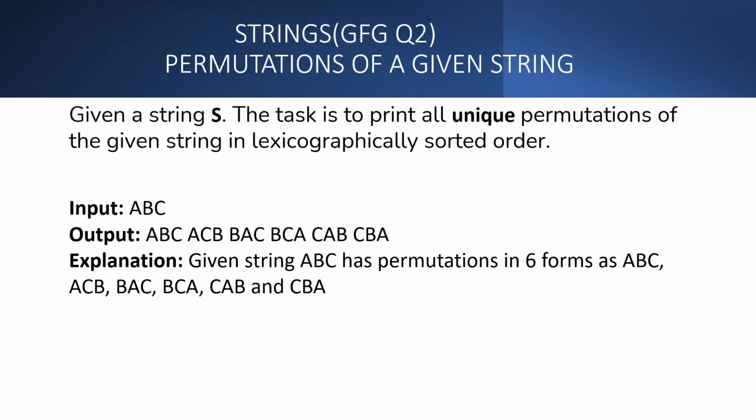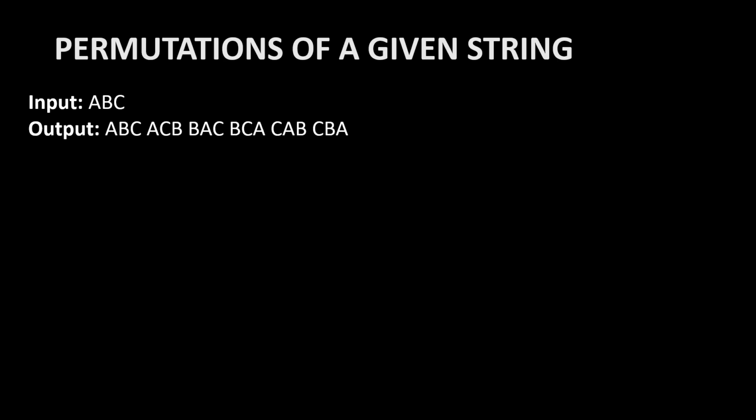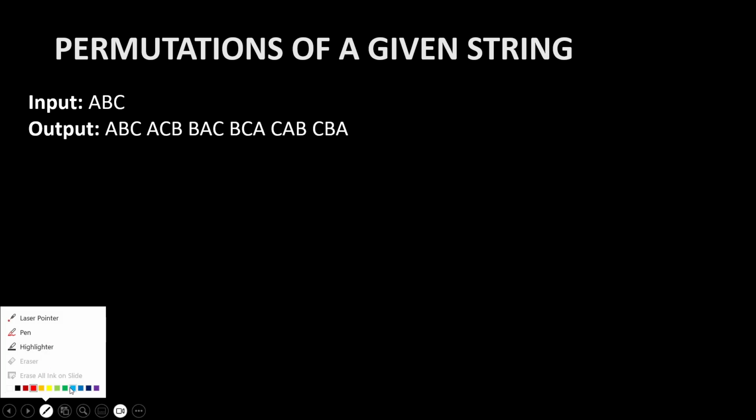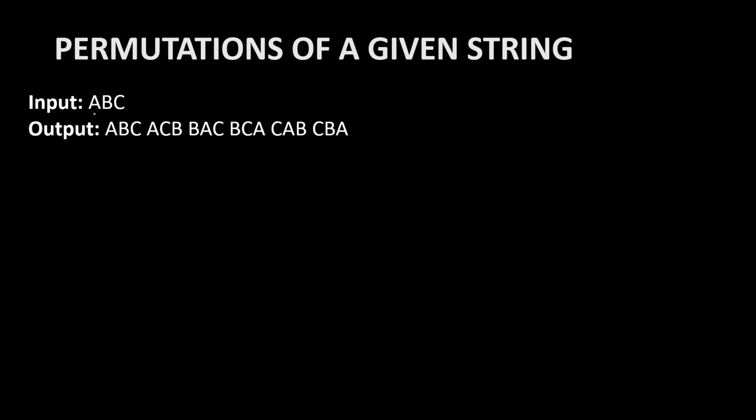Welcome to question number 2 of strings, which is permutations of a given string. Just have a quick look at the question and we'll be discussing the approach. Coming to the approach, this example is given. In this example, what we have to do is find all the possible combinations, all the possible permutations, and that should be in alphabetical order.